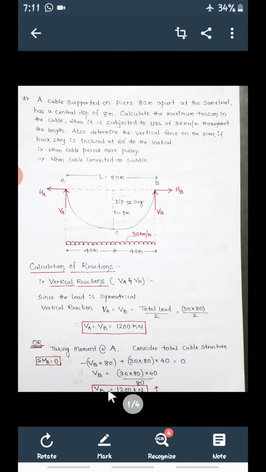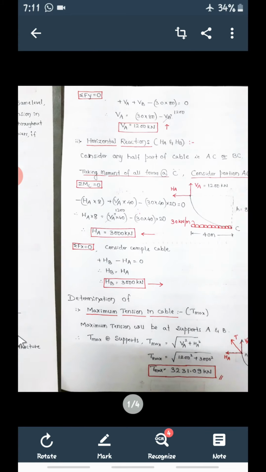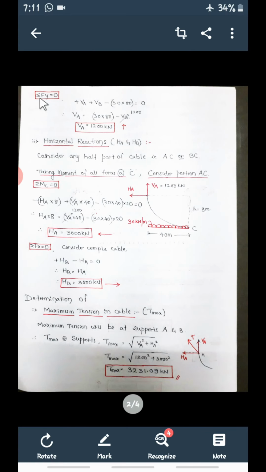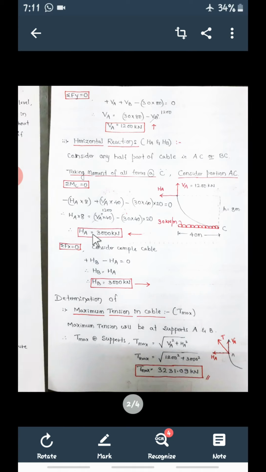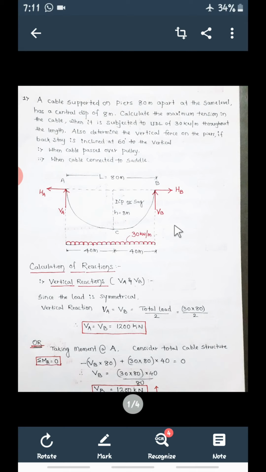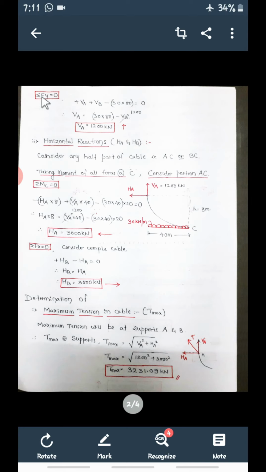From this also we can get VB. So VB is equal to 1200 kilonewton. Now similarly, next take summation Fy is equal to 0. Again consider the complete arch, consider the complete cable. So summation Fx is equal to 0, or rather summation Fy is equal to 0, vertical summation Fy is equal to 0.